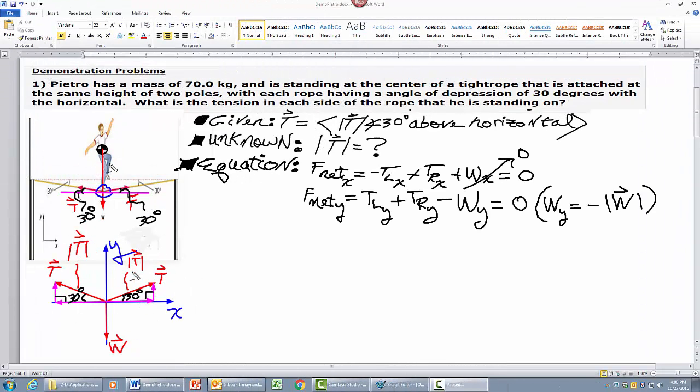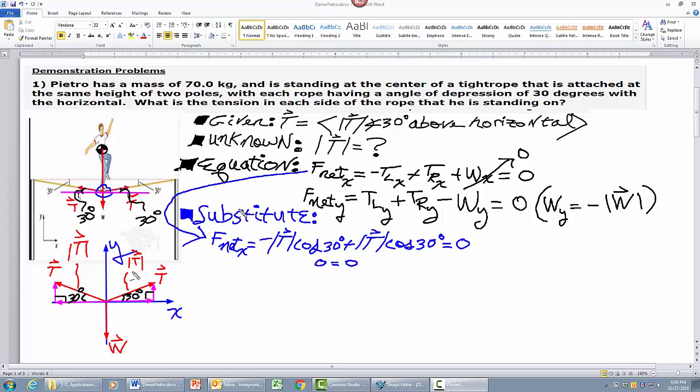Since Pietro is at rest, he's in equilibrium. This means that the net force along the x-axis is 0 and the net force along the y-axis is 0. The net force along the x-axis is minus the x component of the tension on the left plus the x component of the tension on the right, that's positive, plus the x component of the weight vector. But the x component of the weight vector is 0. The net force along the y-axis is positive the y component of the tension in the left rope plus the y component of the tension in the right rope minus the y component of the weight vector. Since the weight vector is directed along the negative y-axis, its y component is minus the magnitude of the weight.